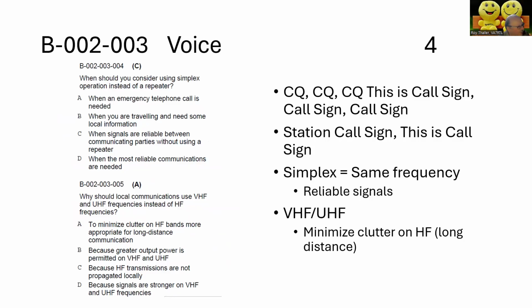When should you consider using simplex operation instead of a repeater? C, when signals are reliable between communicating parties without using a repeater. So if you don't need to use a repeater, use simplex. Why should local communications use VHF and UHF frequencies instead of HF frequencies? Because to minimize clutter on HF bands, more appropriate for long distance communication.